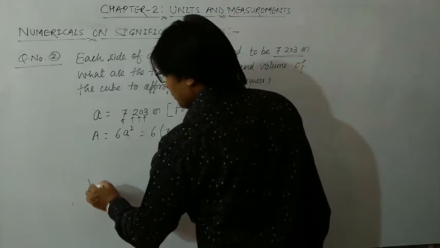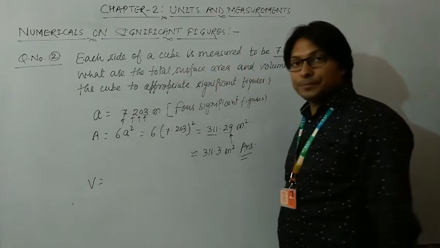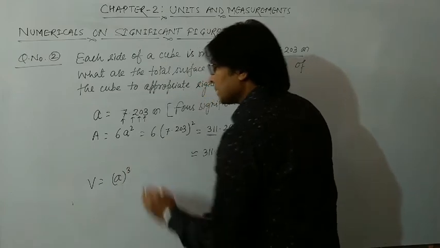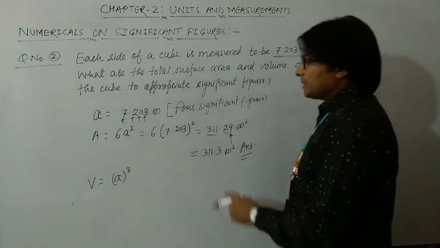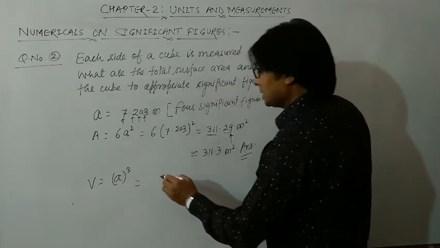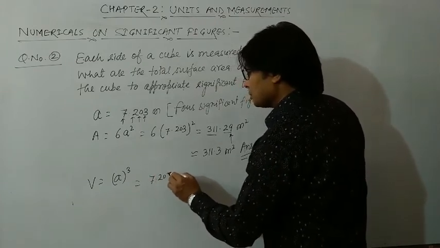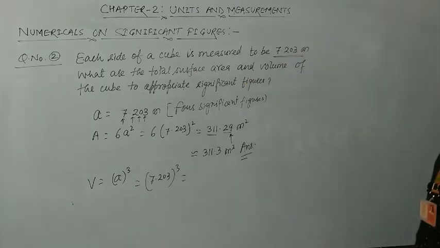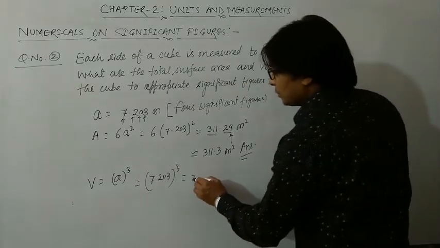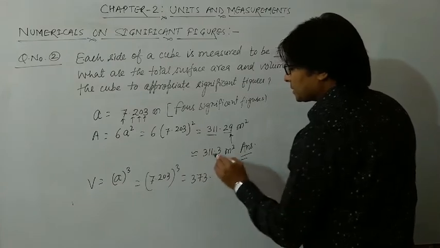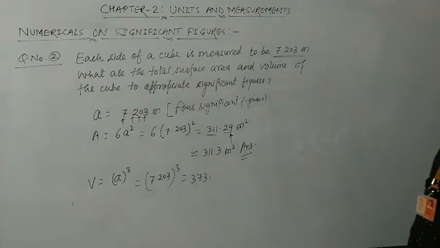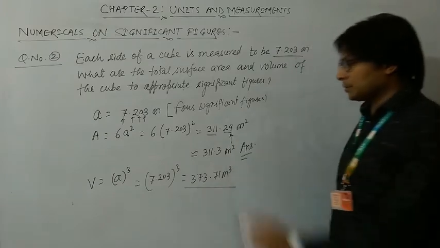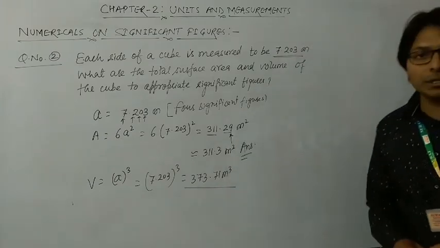Okay, what is the formula for volume of a cube? You will say volume of the cube is cube of the side, a cube, and the side has been given, which is 7.203 whole cube, and when you solve this value, you will obtain 373.71 meter cube. So this will be the volume of the cube.